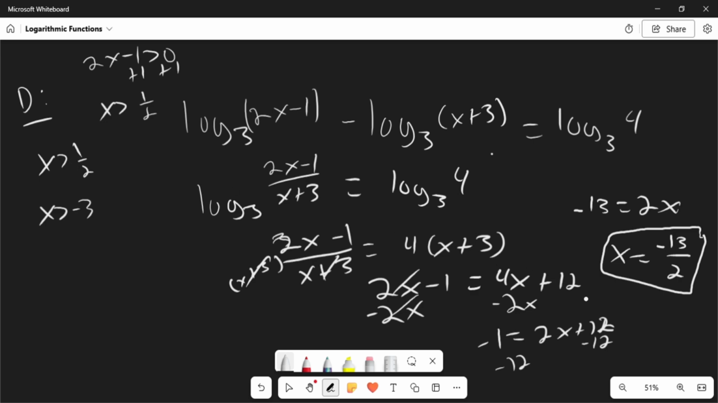Okay, so this means that this equation here is an extraneous, sorry for my awful writing, solution.